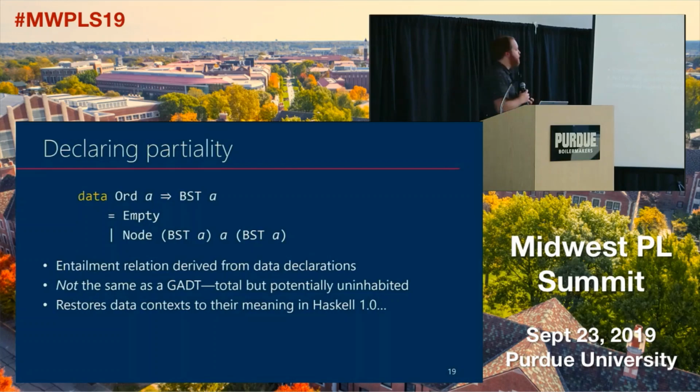How do we figure out when a type is partial? Well, we can just declare it, right? So you write data Ord A implies BST A, and you give some constructors for it. We can derive the entailment relation I already showed you from this definition. Keep in mind, this is not the same as a GADT, right? It may look like a GADT, but there's a key difference in the understanding. For a GADT, you would say, well, BST (Int -> Int), for example, is a perfectly good type. It's just empty. I mean, it contains divergence. That's as close as we can get in Haskell. Here, we say BST (Int -> Int) really doesn't exist. It's not a type. You can't talk about it at all.